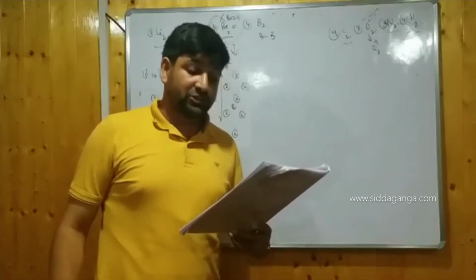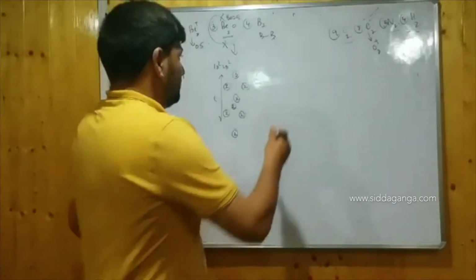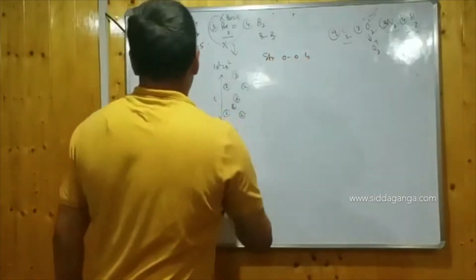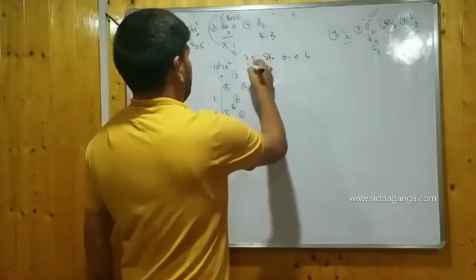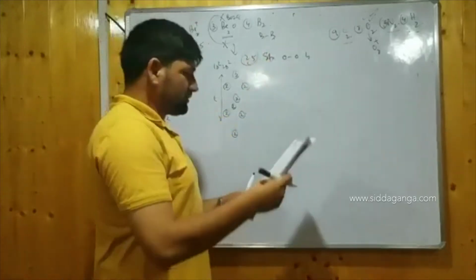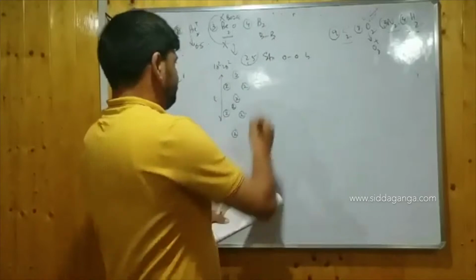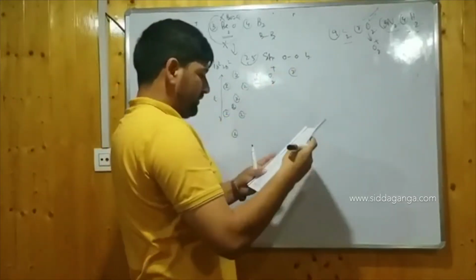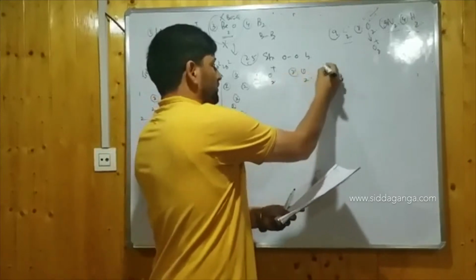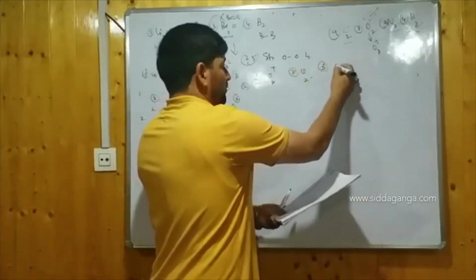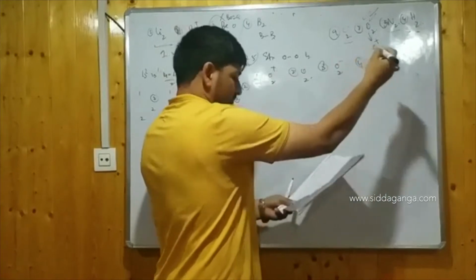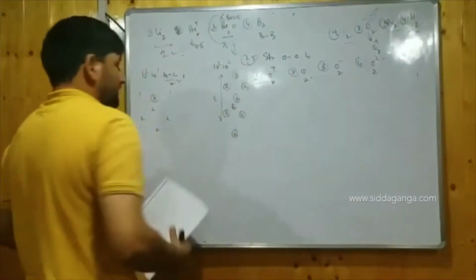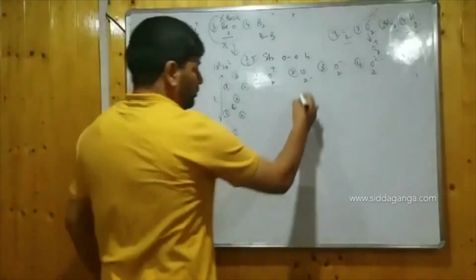Which one of the following has the strongest O-O bond? This was question number 25. The options are O2 plus, O2, O2 minus, and O2 2 minus. This is a simple thing to do. Right, children? Now we know for O2 what the bond order is.